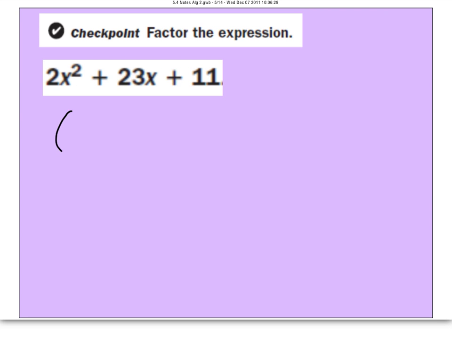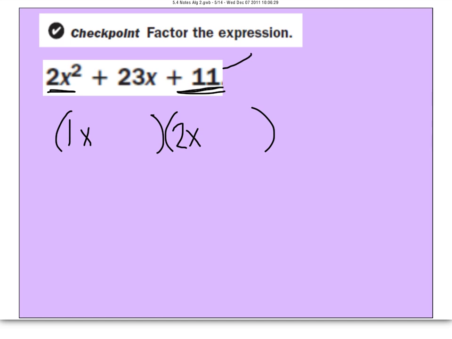This trinomial, I'm going to break it down. The 2x squared, again an x and an x. Factors of 2 are 2 and 1. Let's switch them around. Let's put 1 first and then 2 this time. We need to figure out where to put factors of a positive 11.